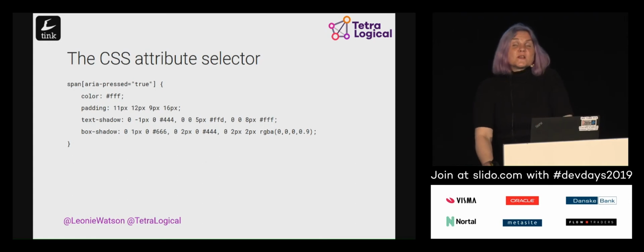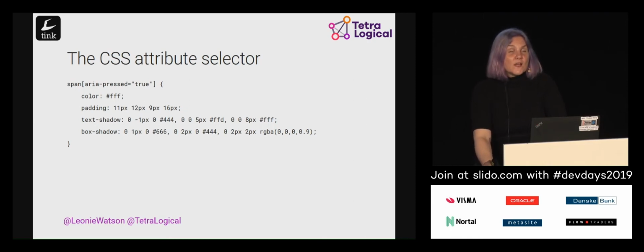If the ARIA pressed attribute state hasn't changed, using a CSS attribute selector on that attribute means that if the accessibility isn't working, then the visual design won't work either. That change in appearance won't happen. So it's a good way, if your visual styles aren't working, to hook it back. Go and have a look at the state of the ARIA pressed attribute, and see if that's where the problem lies.